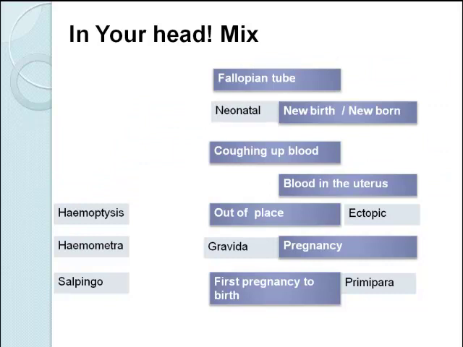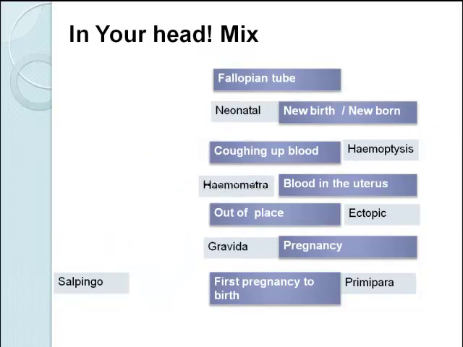Neonatal, new birth, newborn, neo is new. And then the next one is hemoptysis, coughing up blood. Hemometra is actually blood in the uterus, so it would be a build-up of blood in the uterus. And salpingo, lovely word, fallopian tube.